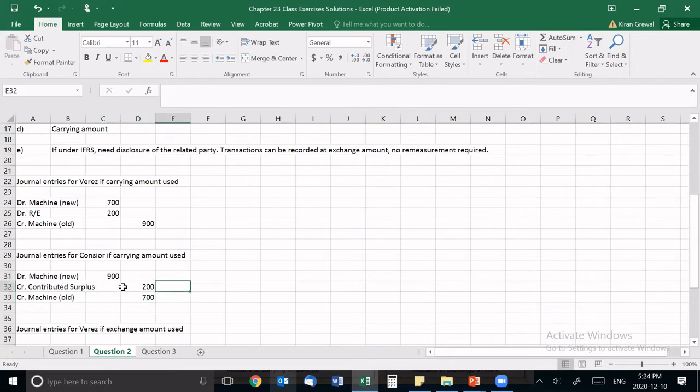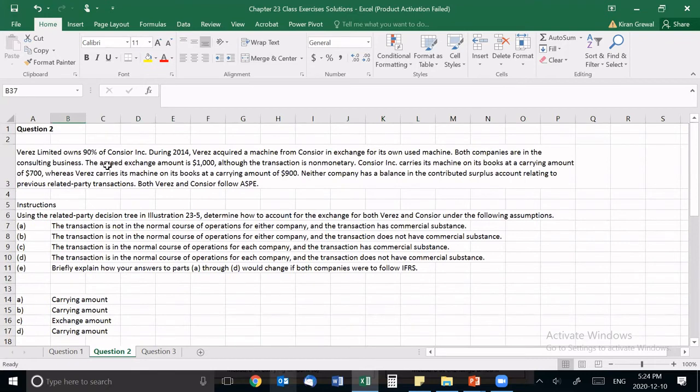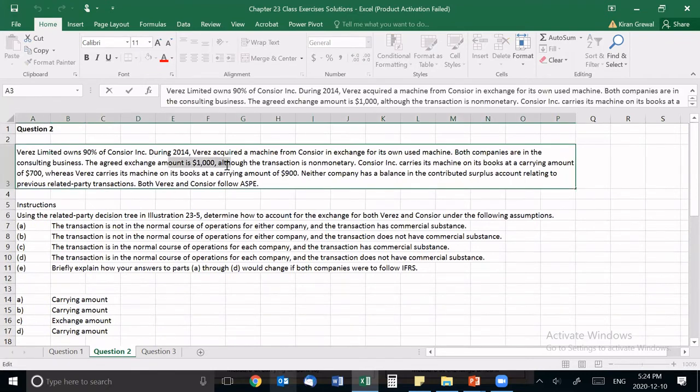Okay, so if it's a credit balance, into contributed surplus. If it's a debit balance, into retained earnings. And this is only if the carrying amount is used. If the exchange amount is used, so the exchange amount here, they agreed that the exchange amount was $1,000. So in this case, the way you record the journal entries is just like you would if this was a typical sale, just any other type of sale of machinery.